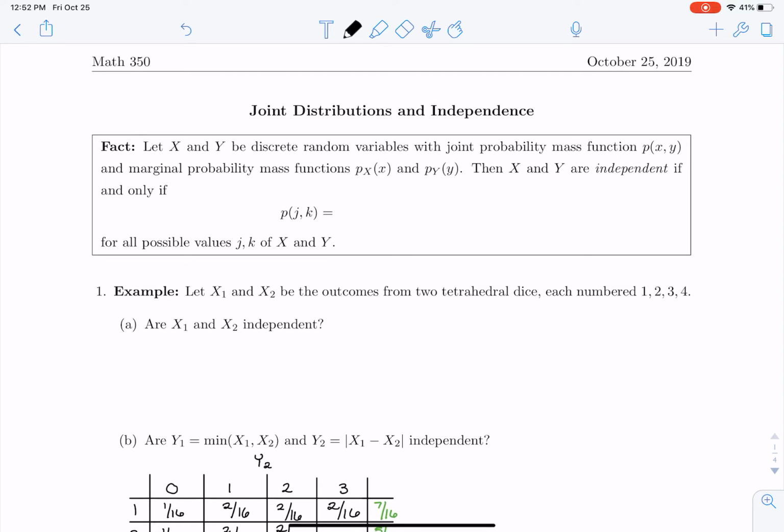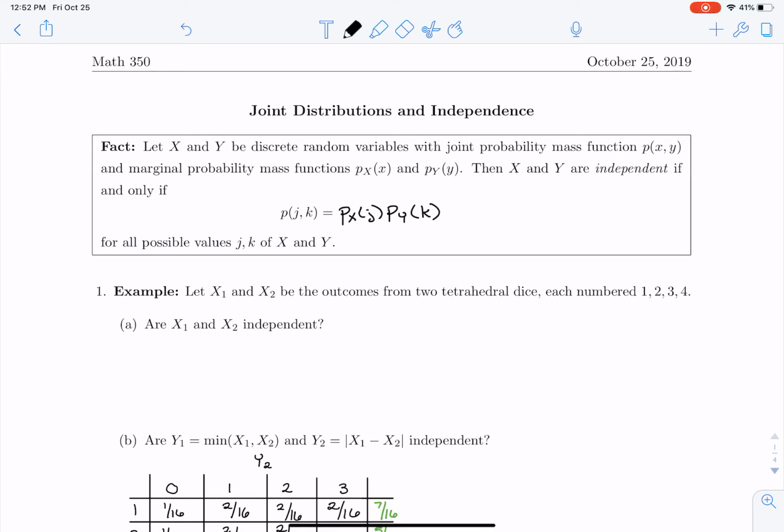that p of jk is equal to the marginal probability of X evaluated at j times the marginal probability of Y evaluated at k for all possible values jk of X and Y. This is easiest to understand if we look at an example.